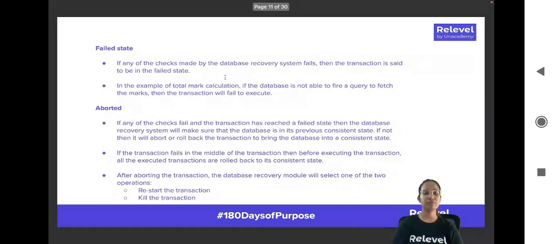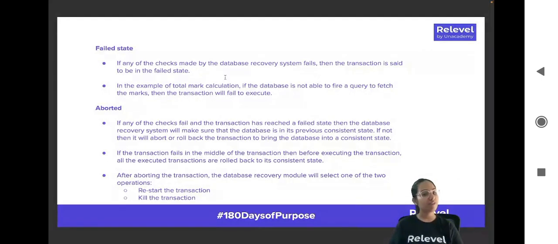Okay. Next we have is the failed state. Now, if any of the checks made by the database recovery system fails, right? You have a lot of checks in place. You have recovery protocols in place. You have read and write checks in place. If any of these checks fail, the system automatically goes into the failed state. Okay. Right? Let's say when we're calculating the total marks of a student, if any of the queries is not able to calculate the marks for the student, the transaction will fail to get executed.